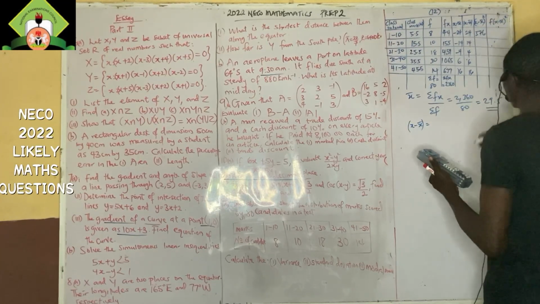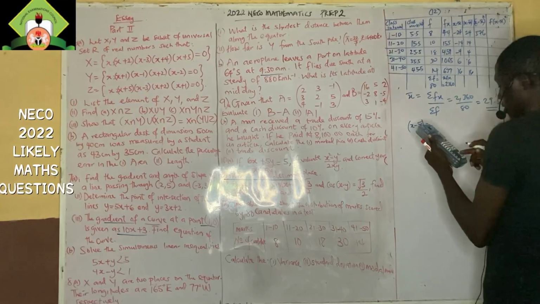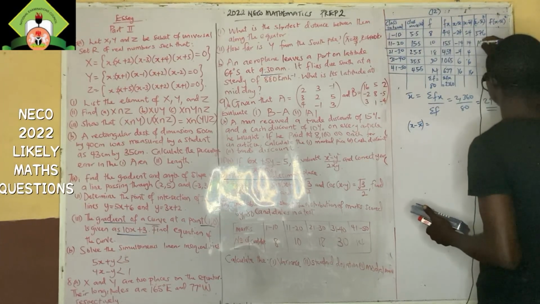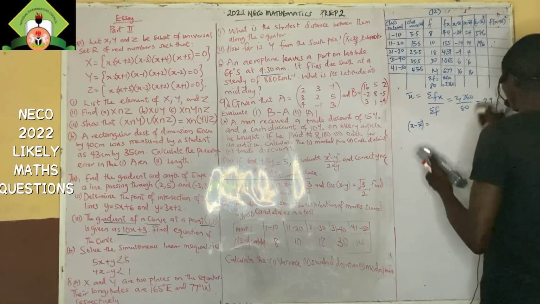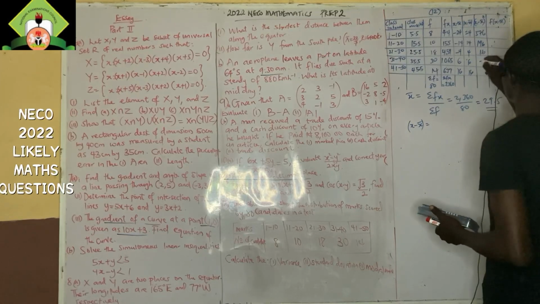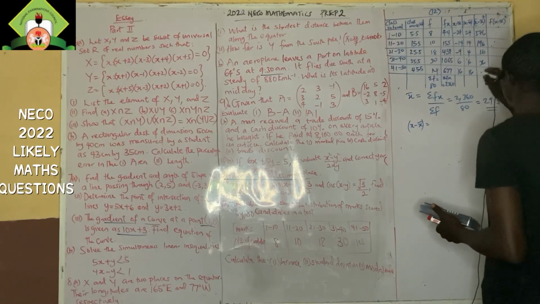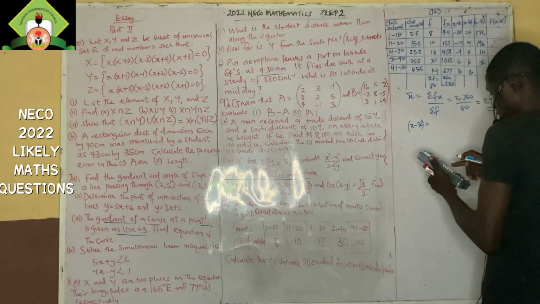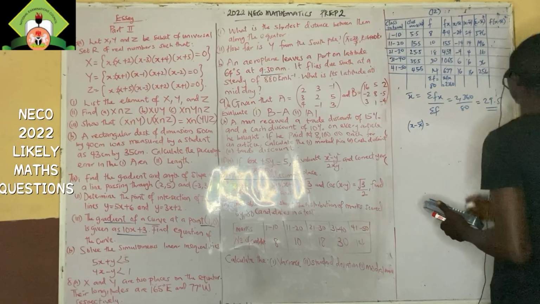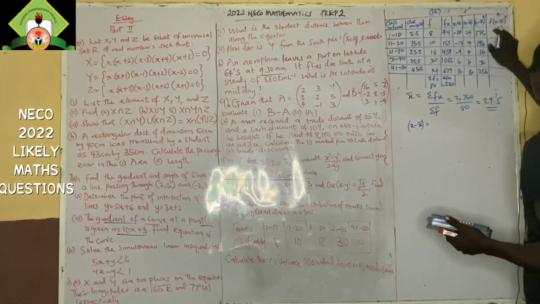576. 14 squared is 196. 4 squared will give you 16. 6 squared will give you 36. And 16 squared will give you 256. So with that, now we find this one.